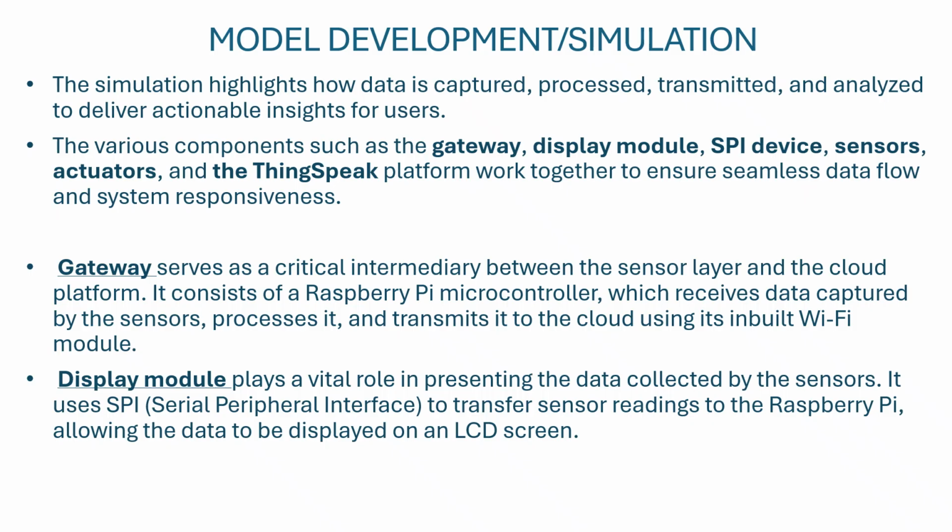Now, the second component is display module. It displays the data. Display module means it displays the data collected by the sensors on LCD screen. One LCD screen is there which is used to display the data, and the data is collected by the sensors. This display module basically uses SPI. As I told you, SPI is serial peripheral interface, which is used to transfer collected data to Raspberry Pi. Display module means it is used to display the data.